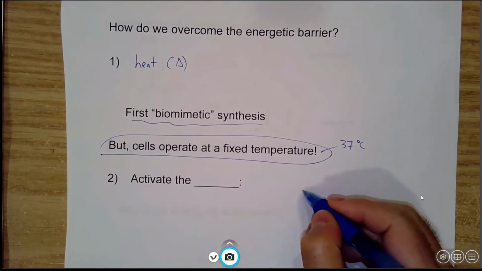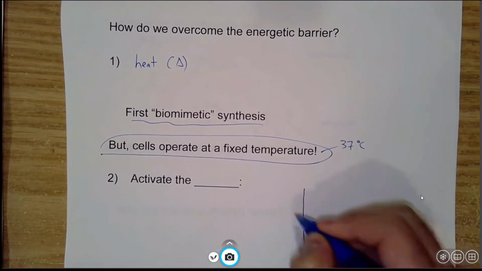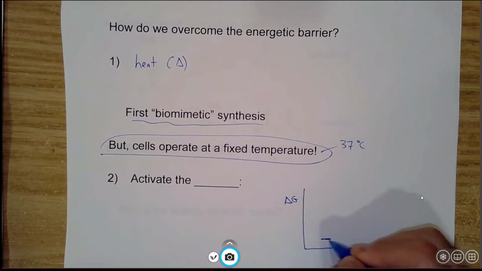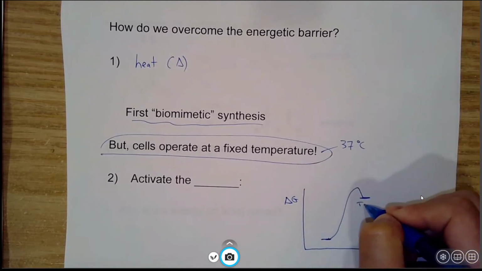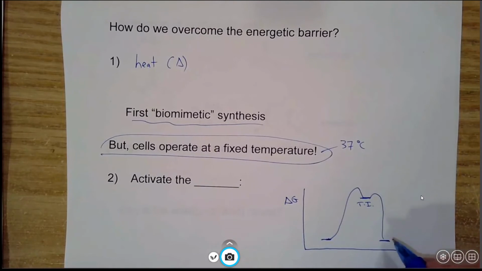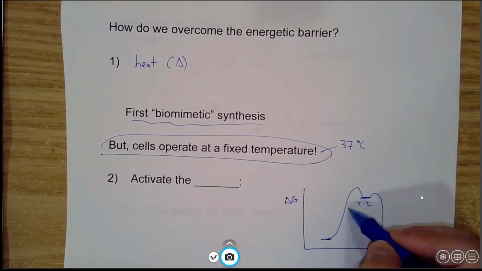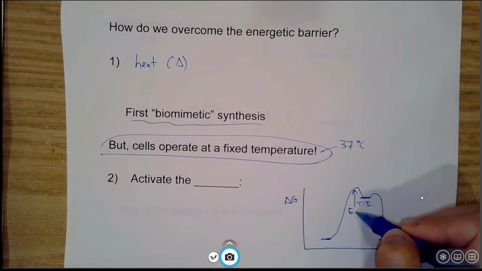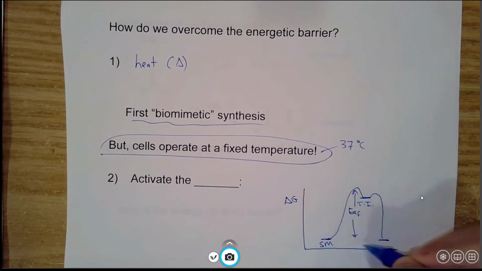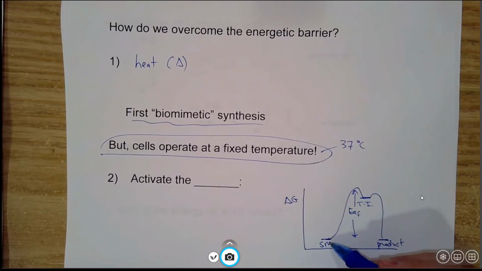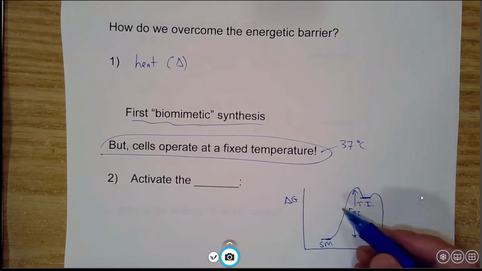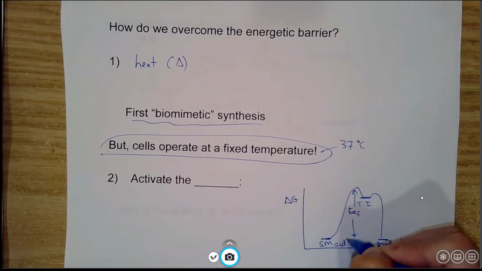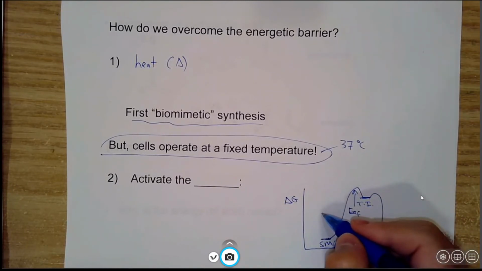What is another thing that we could do? Okay, here's our delta G. I'm just going to show again here's your tetrahedral intermediate, and we need to get to our product. What else could we do to lower this activation energy? Well, instead of trying to add heat to basically go up this roller coaster here, we could try to raise the energy of the starting material, okay?